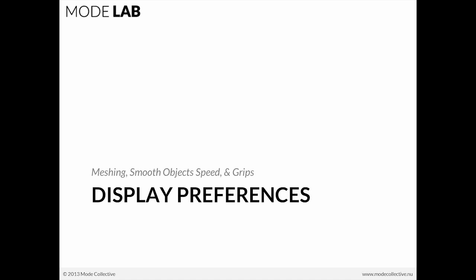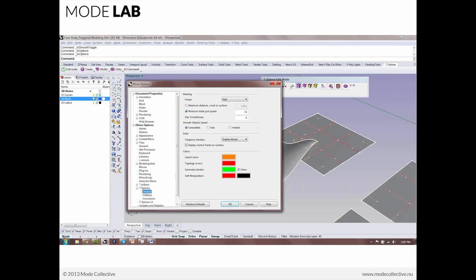You have preferences which you can set for meshing, smooth object speed, as well as the grips. We looked at some of the displays when we were looking at the user interface, but you can see there's a whole suite of options in here.